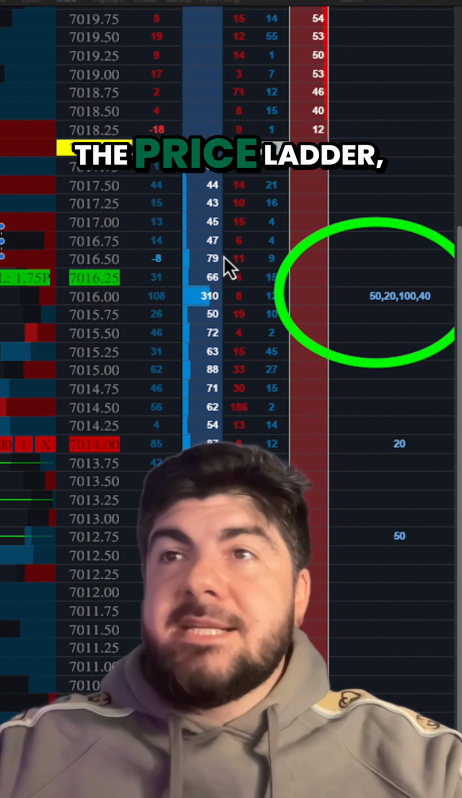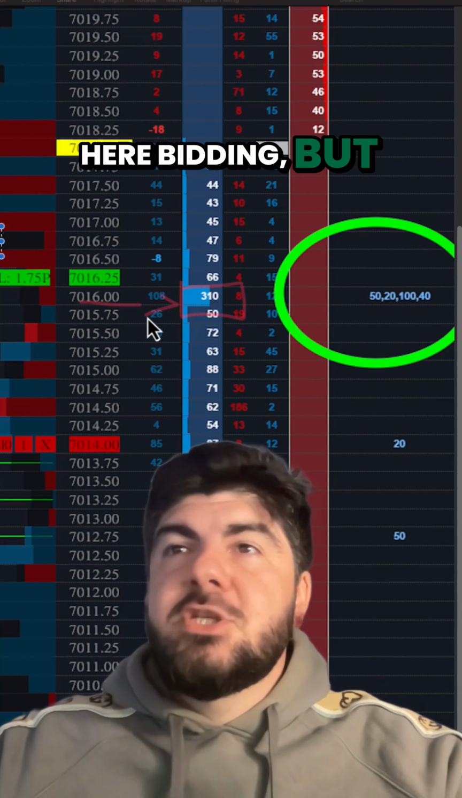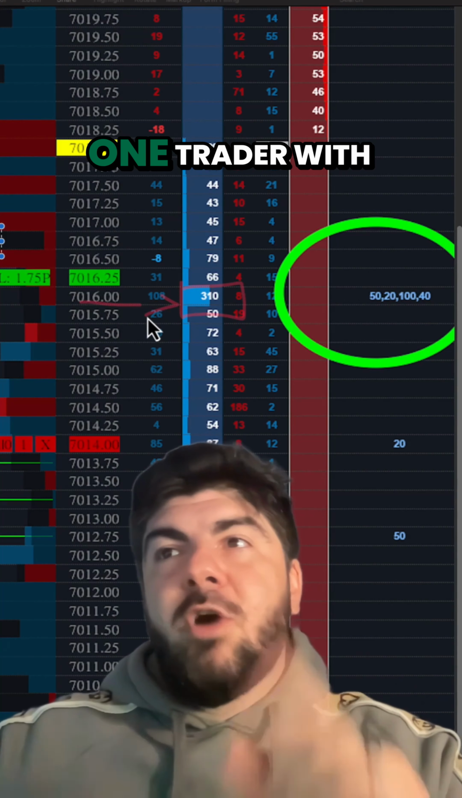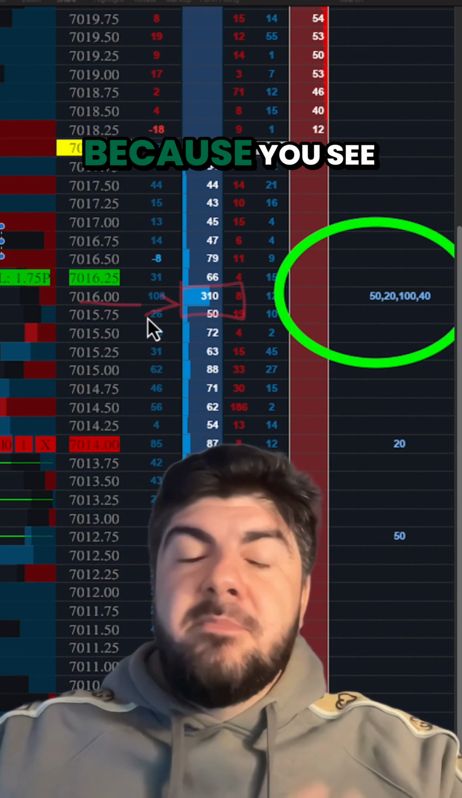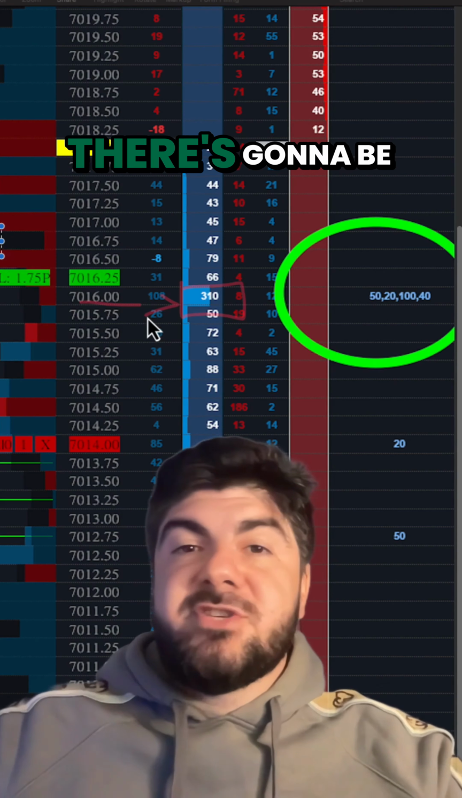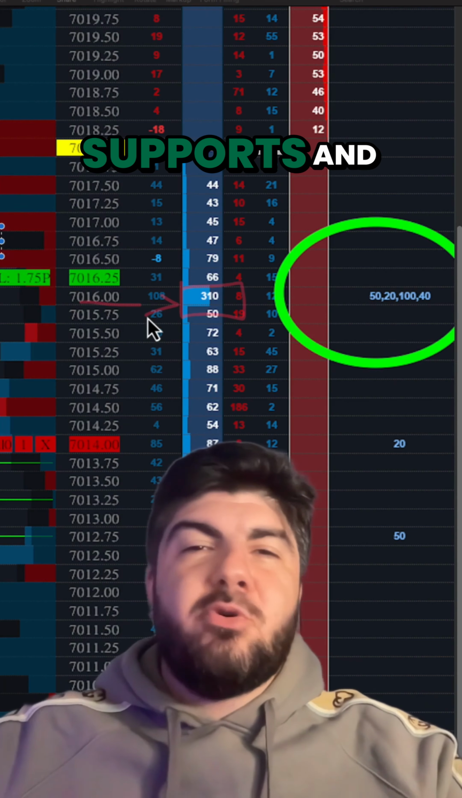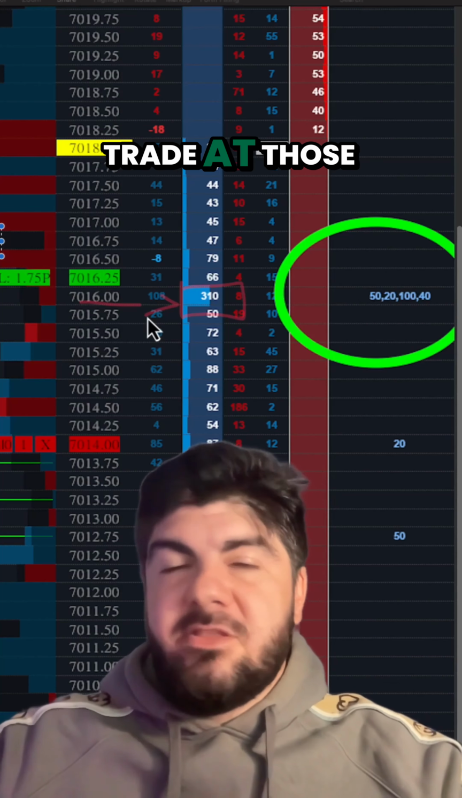Previously, on the price ladder, you would see 310 contracts right here bidding, but you would have no idea if it was 310 traders with one contract or one trader with 100 contracts. But that makes a really big difference because you see levels where there's going to be size in the future that create really big supports and resistances because there's future liquidity that's about to trade at those points.